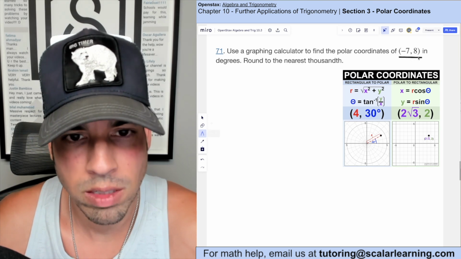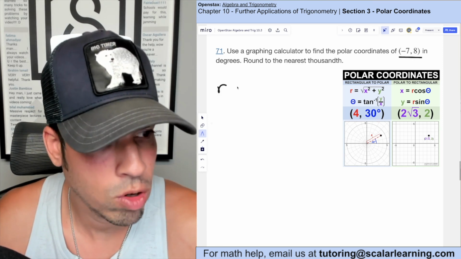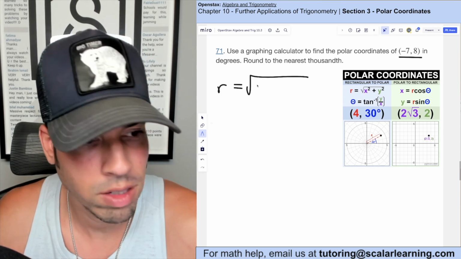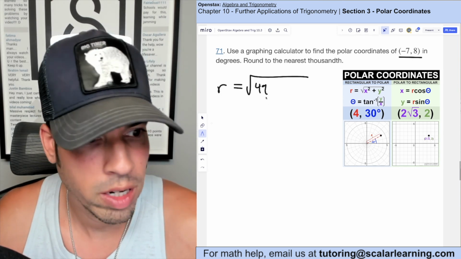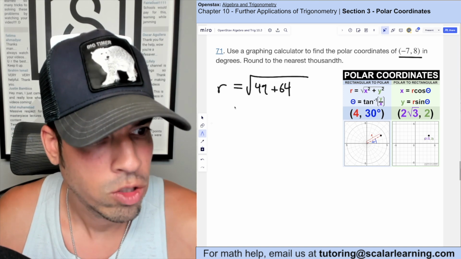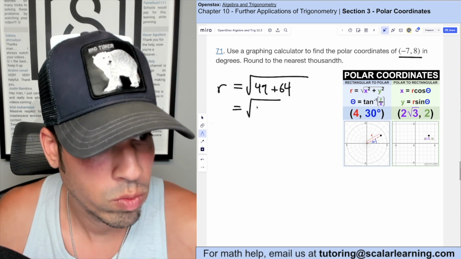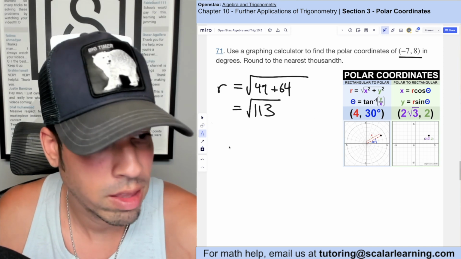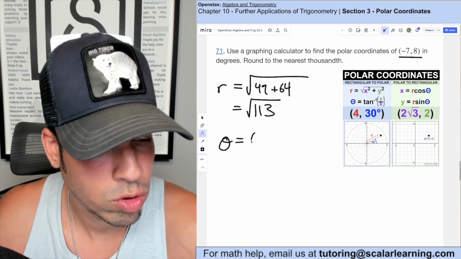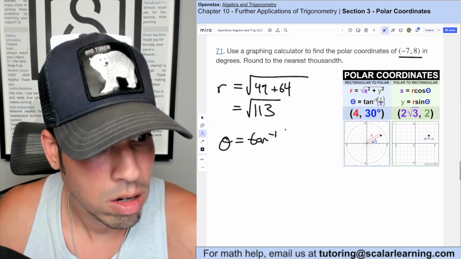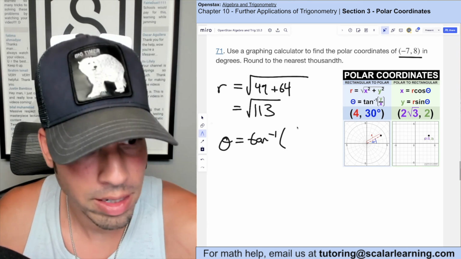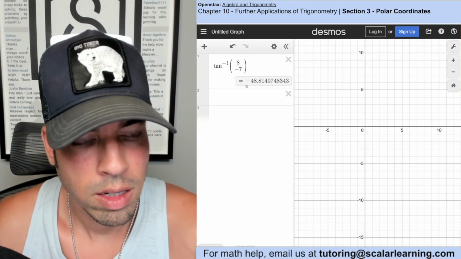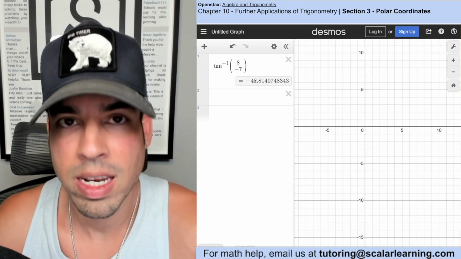Done. So for this one, we got rectangular, we need to go to polar. So we're going to start by solving for r, which can be found by taking the square root of x squared, negative 7 squared is 49, plus y squared, 8 squared is 64. So that's equal to the square root of 113. All right, now we got to find theta, and theta is equal to arctangent of y over x. Y is 8, x is negative 7. Let's calculate that in Desmos. And this gives us a degrees value of negative 48 degrees.